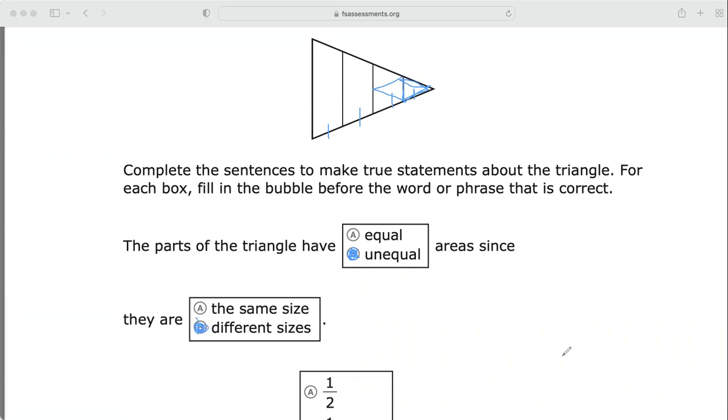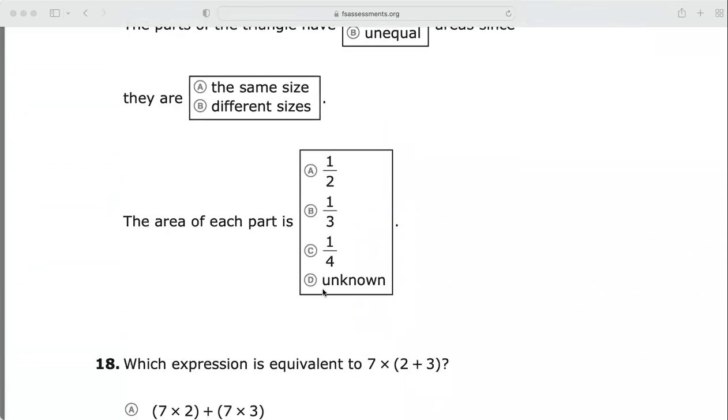They're not the same size. And because they are different sizes, we don't know what the area of each part is. Like they can't all be the same fraction, so it would be unknown. They're all different sizes. Their size is unknown.